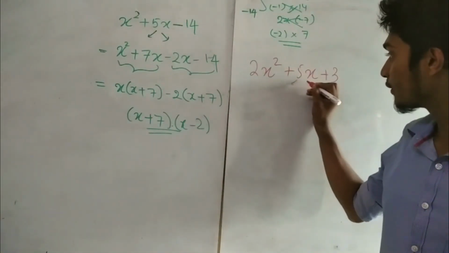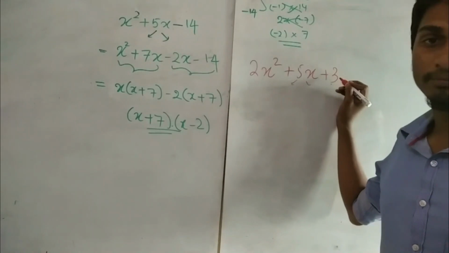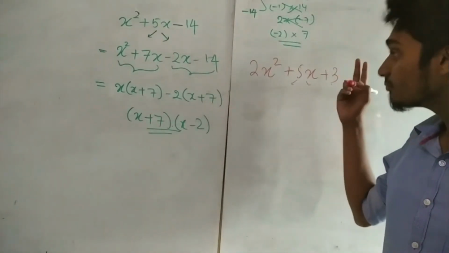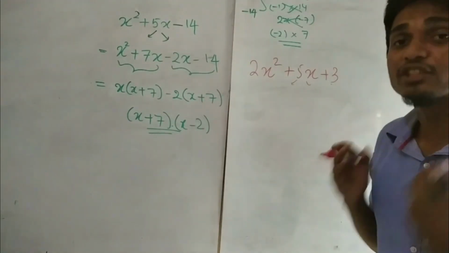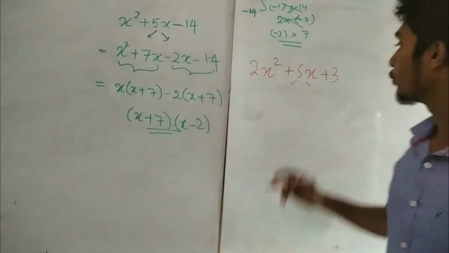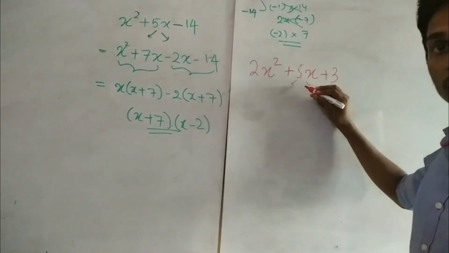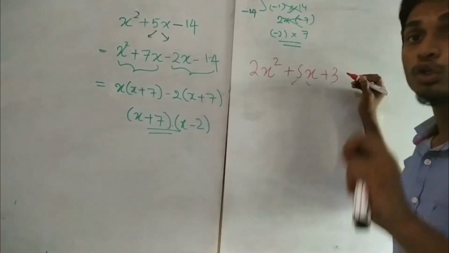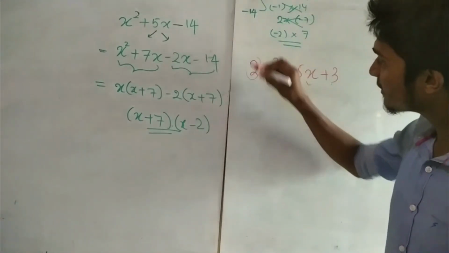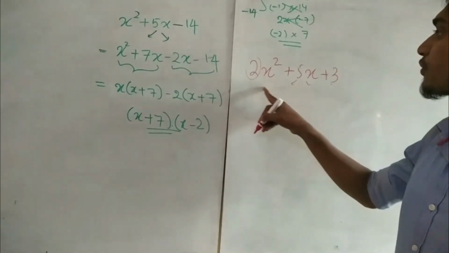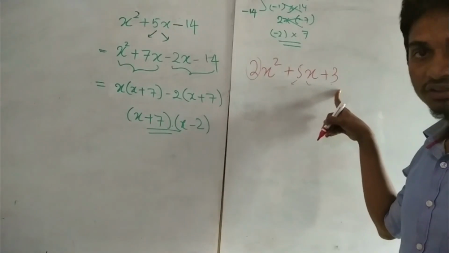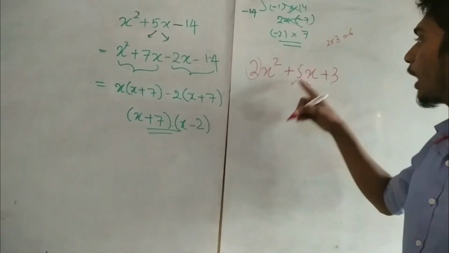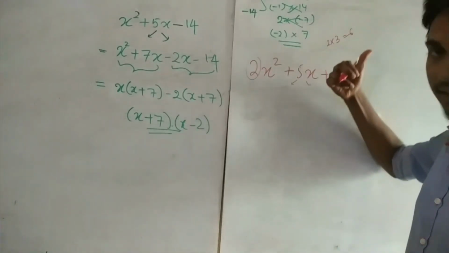Now you can't break this into 2 such that you are going to get 3. That is not the way to do this, obviously, right? Because you can't get it, and that is not the way. So you have to break this into 2 such that you should get not 3. Remember that. You should not get 3. You should get the first term into the last term, the coefficient of x squared into the constant term. So that is going to be 2 into 3. How much is that? That is 6. So you have to break this into 2 such that you get 6.